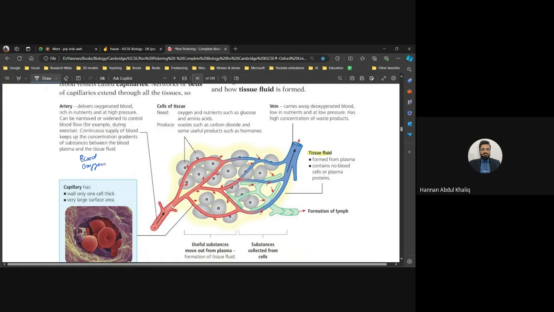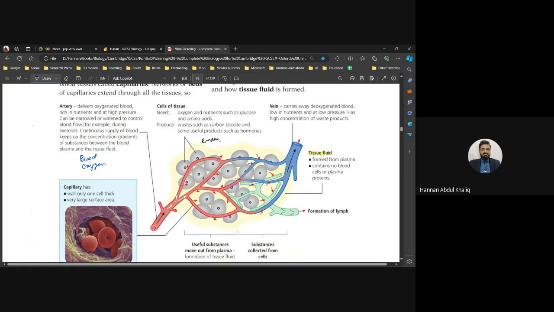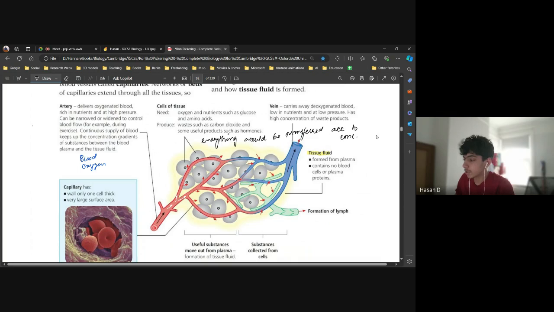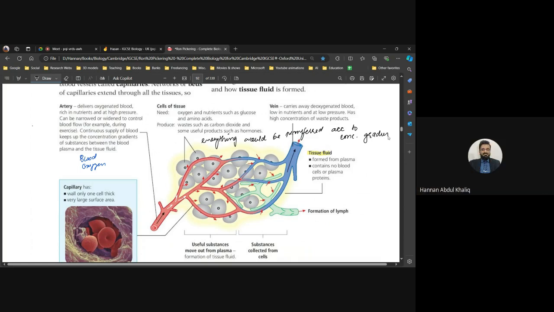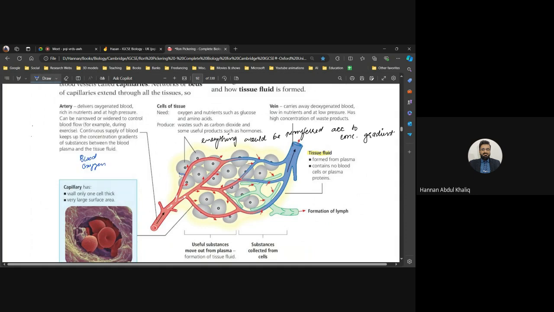Once it moves forward, it would be dividing into the capillaries. Now remember that everything would be transferred according to the principle of diffusion and osmosis. And what is that? According to the concentration gradient, from higher water potential to lower water potential, the things would be transported. Even the water from plasma would be transported from the capillaries into the tissues.